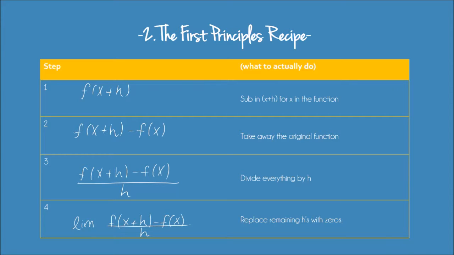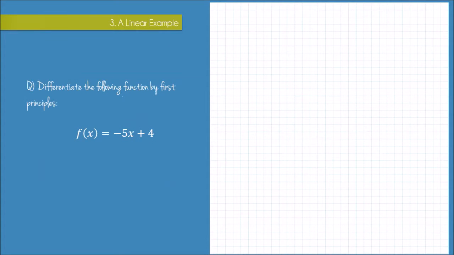I'm going to go straight ahead and do 2 worked examples using this step-by-step approach, and hopefully you'll see how straightforward these questions are. Alright, so the first example I'll do is of a linear function. The higher level syllabus currently requires that you can use first principles to differentiate just linear and quadratic functions, so I'm just going to do an example of each of those in this video.